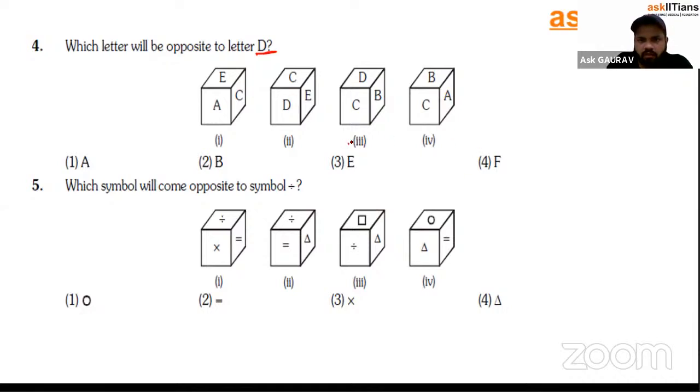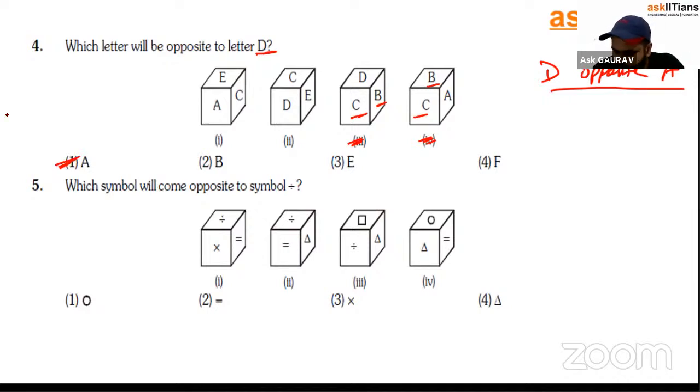See, the third dice and fourth one. Third position and fourth position. See now, B and C are common. What is the rest? D is the rest. And A is there. So D will be opposite to A. Which option? Option 1 is right. Is that clear? This is very easy. Is that clear or not?